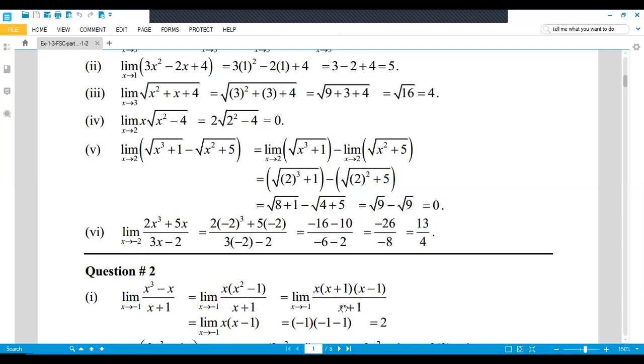Now x plus 1 cancels with x plus 1. So in the numerator you have x divided by x, multiplied by x minus 1. x plus 1 cancels with x plus 1. The fraction is removed, so this is what you get.